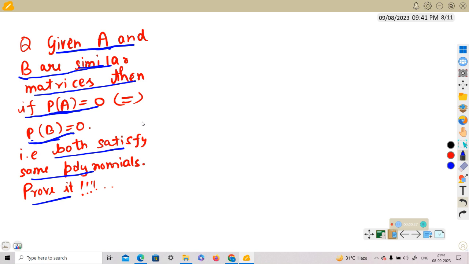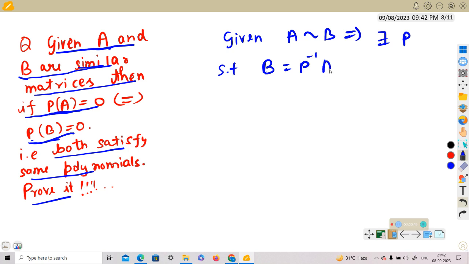Okay. Before proving this, given A is similar to B, it implies there exists P such that B is equal to P inverse AP. P is invertible. Of course, then only we can talk about this inverse.